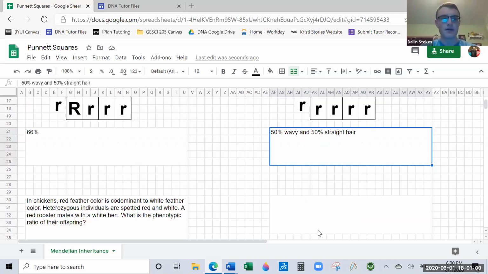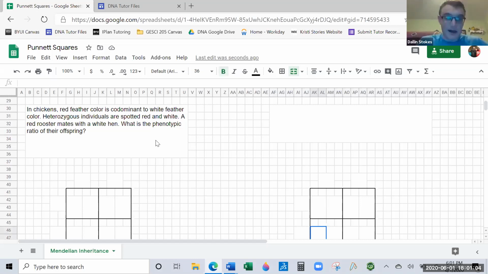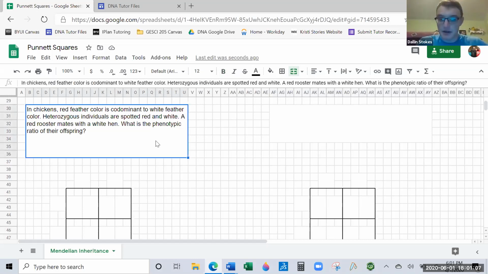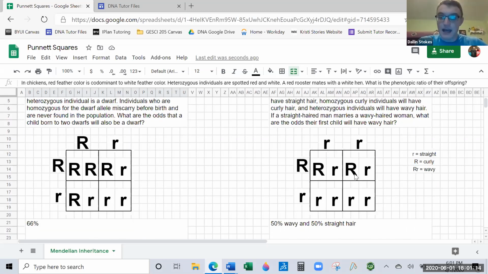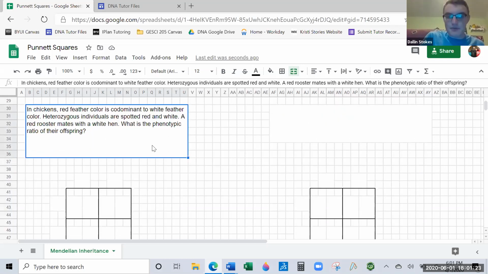Here we go. This is a codominant one. So codominance, and I might even skip over this problem, but codominance is the exact same story here, except instead of the heterozygous blending together to create a new phenotype, with a codominant one neither allele is strong enough to overpower the other one, so they both show up in spots. Does that make sense?